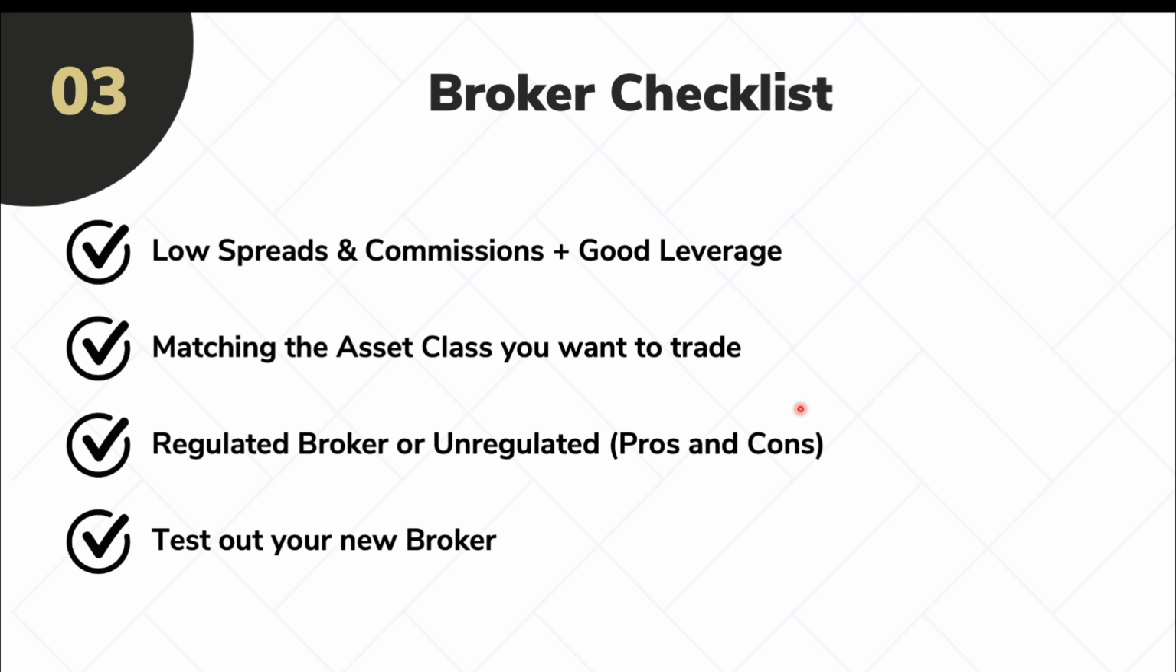And now you know what a broker is, what spreads are, and what commissions are. Let's go over the exact checklist you need to choose your own broker. First, you need to focus on low spreads, low commissions, good leverage. Then you need to check if the broker matches the asset class you want to trade. You want to choose between a regulated broker or unregulated broker. We'll go over the pros and cons. And of course, testing out your new broker.